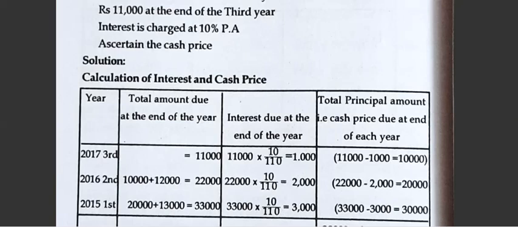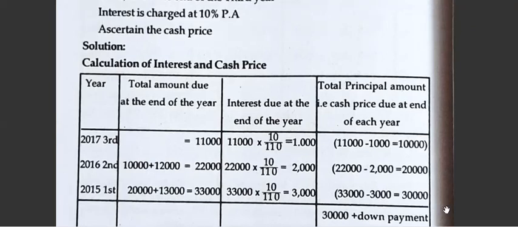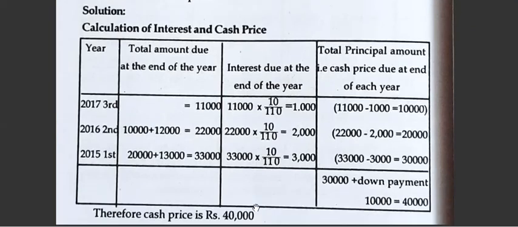Okay, so this is the method you have to follow. First you will take 11,000. From next year onwards, you will add last year's balance and this year's installment and find out the interest. Then deduct: 22,000 minus 2,000, it is 20,000. Like that you will follow here also, 30,000. Now the cash price will be the last amount you get, 30,000, plus down payment. In the problem the down payment is 10,000, so it is 40,000 answer. Therefore the cash price is 40,000.